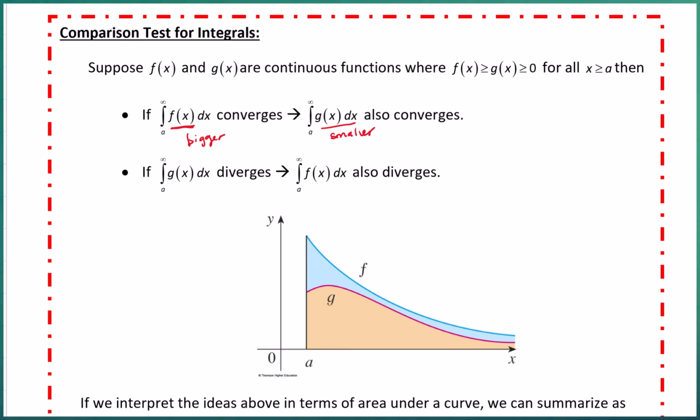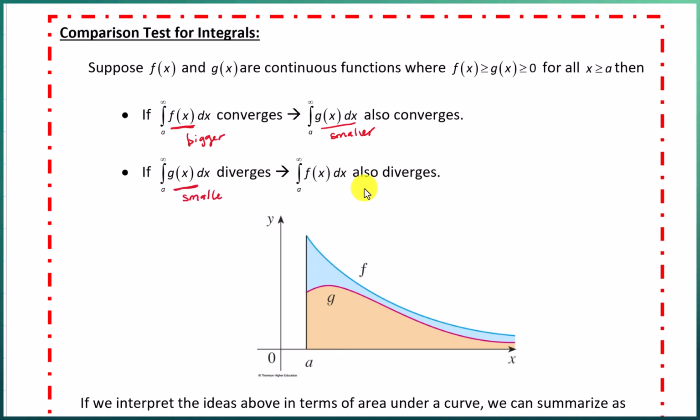And if we have a different result, suppose that the smaller function, g of x, diverges, does not have a limit when we look at the limit as t goes to infinity of that upper bound. If we have divergence, then the larger function must also diverge. So again, here we're looking at the smaller function.